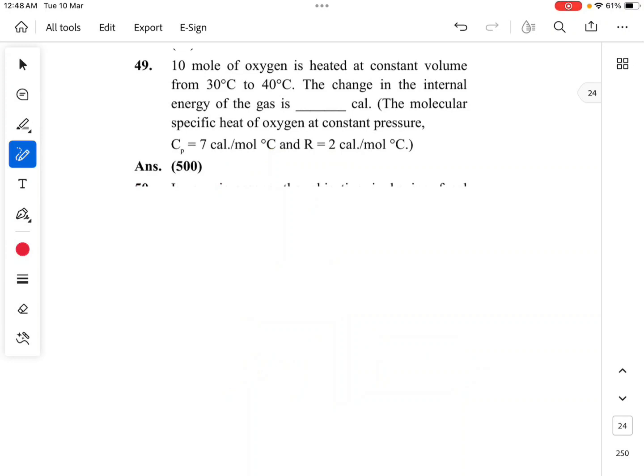Okay, look at this question. 10 moles of oxygen is heated at a constant volume from so and so, so and so. The change in internal energy. I hope you know that delta U is given by nCv delta T irrespective of whatever the process is. Here he has given it is a constant volume process, but it doesn't matter. Even if it is not a constant volume process, because he's asking the change in internal energy, you're supposed to do nCv delta T itself.